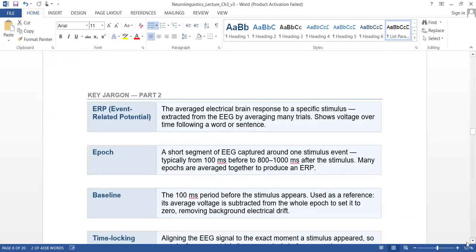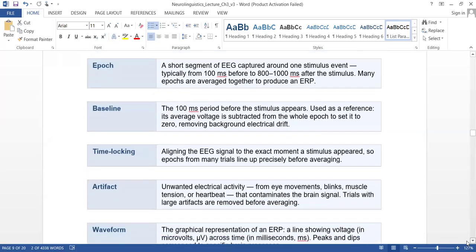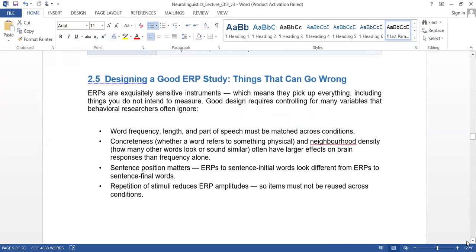Now, these are some basic jargons you need to understand. I've already talked about them, but still, if you want, you can go through them. I'm going to send you the lecture document as well.